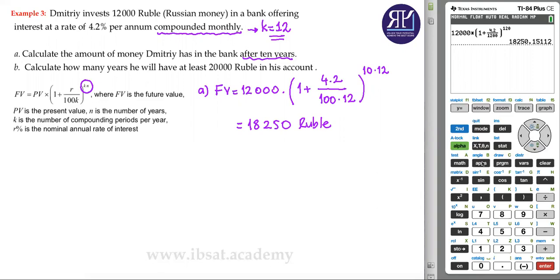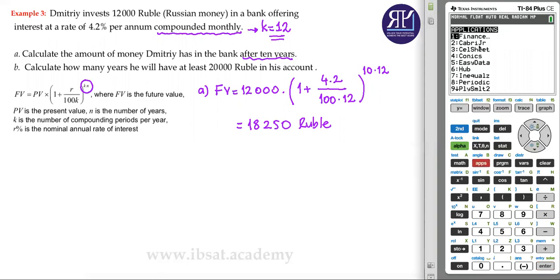Same question. Let's apply the Apps button again. Finance, time value of money solver. We will find now the future value part. Here, instead of n, we write this time 10 multiplied by 12. In other words, we write 120 here, because 120 times the money will be compounded. Interest, we write the 4.2 here. The money which Dimitri invested, negative 12,000, because the money was given to the bank. That's why we put the negative sign here.